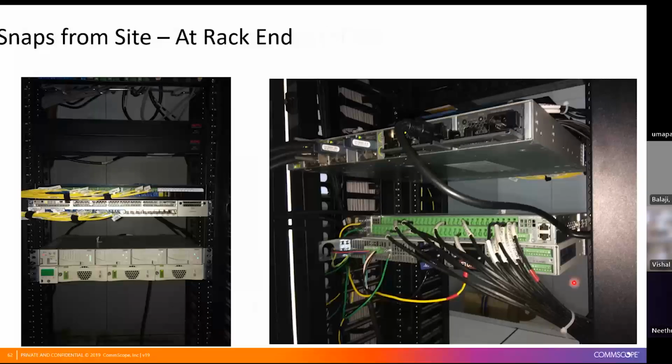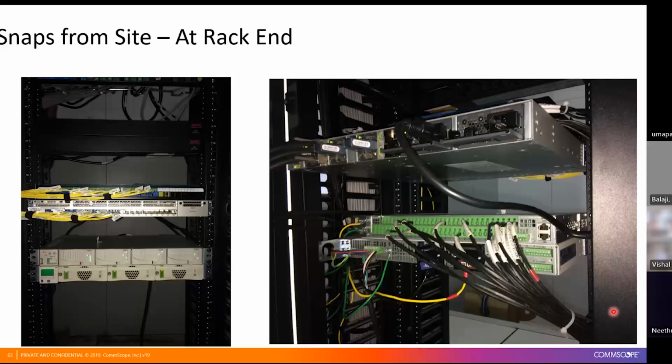So these are some of the installed pictures. We have done it in one of the locations in Chennai. This is the rack location where you can see the DC power supply, the AC to DC power supply unit, and then the rectifier, distribution modules connected to the EPS, and then you have fiber switches and then the fiber panel.